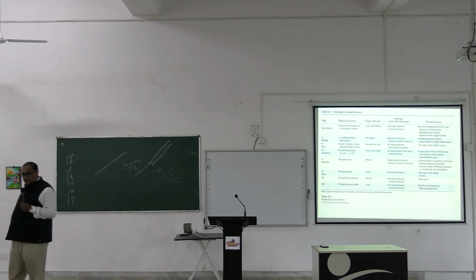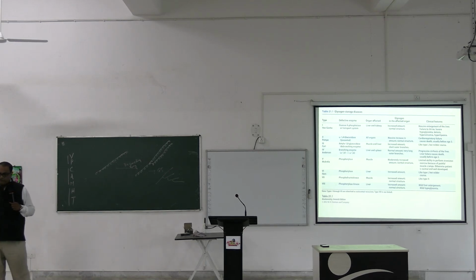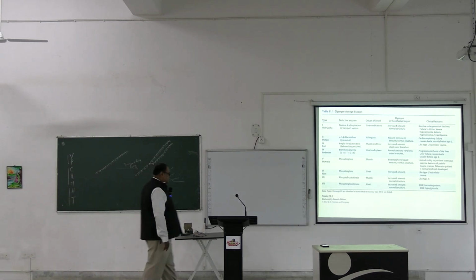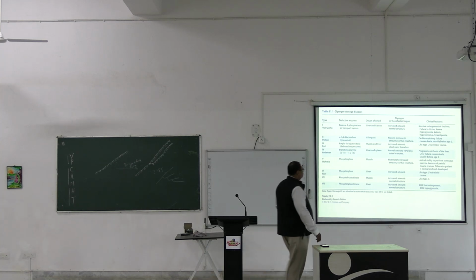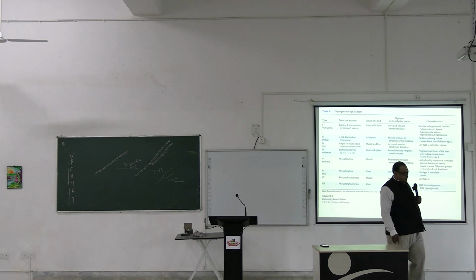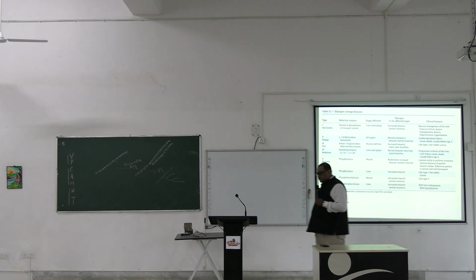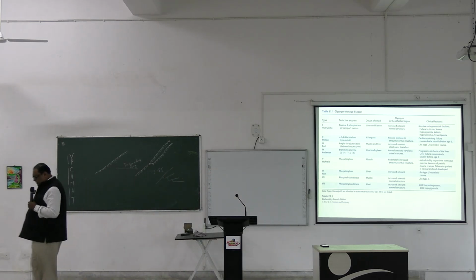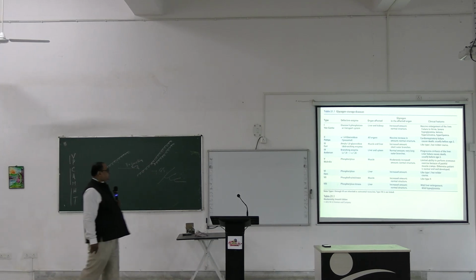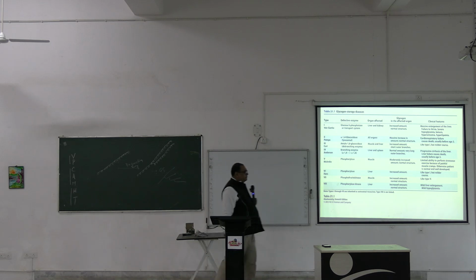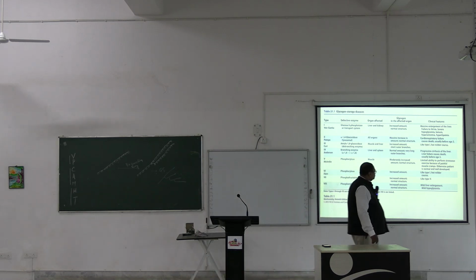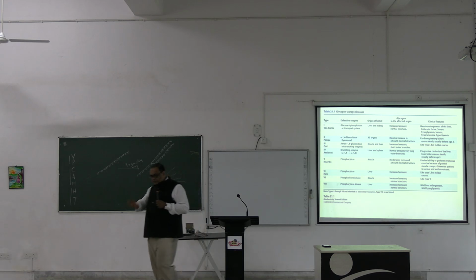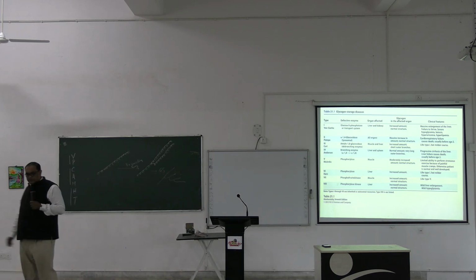Now, the clinical features. What you get in Gierke is very, very important: hypoglycemia, hypertriglyceridemia, hyperuricemia, lactic acidosis, and enlargement of liver, but not life-threatening. They don't die. You give them food, they will survive.